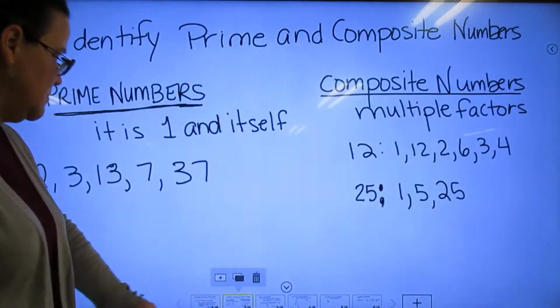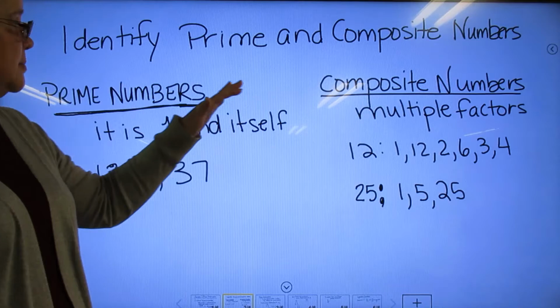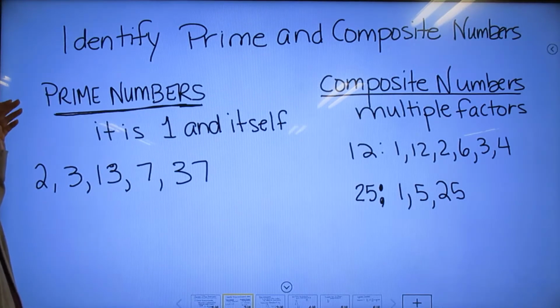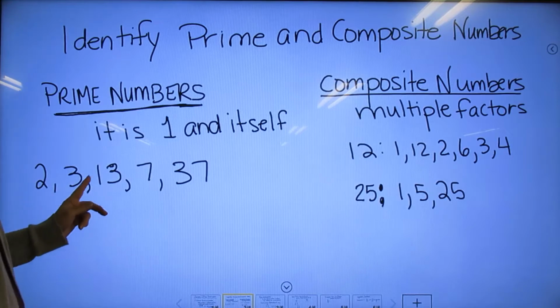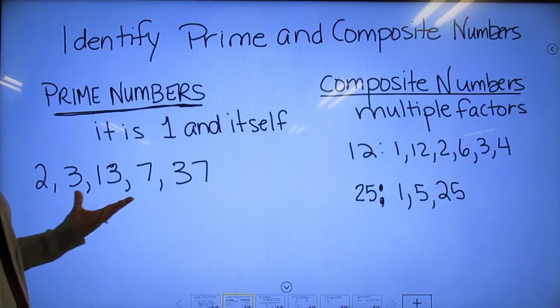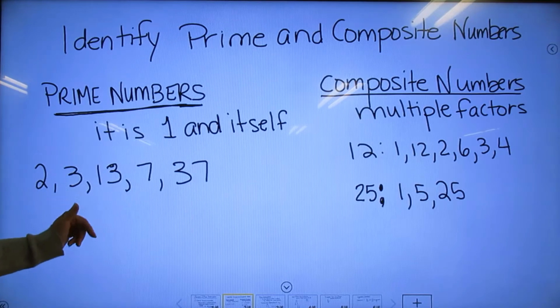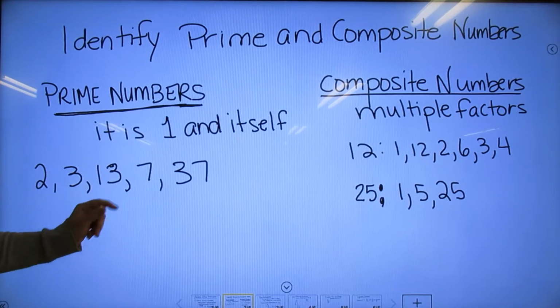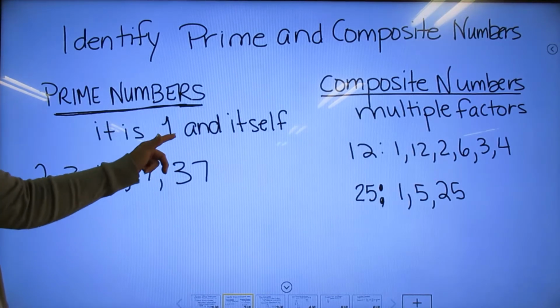We're going to go to the next thing: identifying prime and composite numbers. A prime number has only 1 and itself as factors. So 2, 3, 13, 7, and 37 are all prime numbers because they only have 1 and 2, 1 and 3, 1 and 13, 1 and 7, 1 and 37. Hence, it is one and itself.